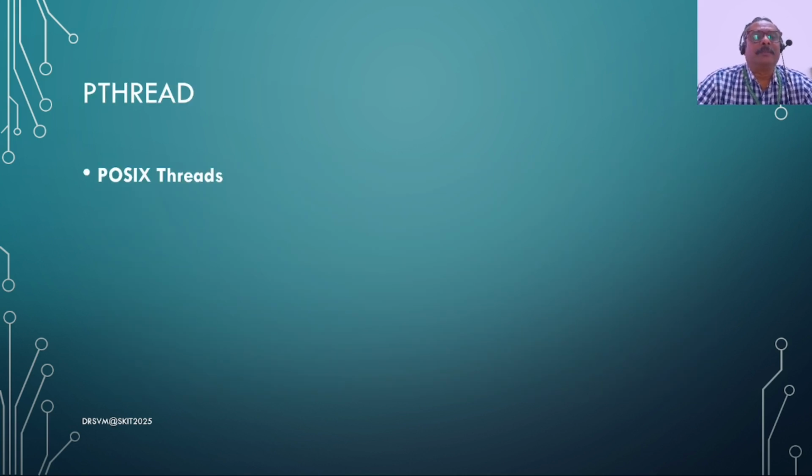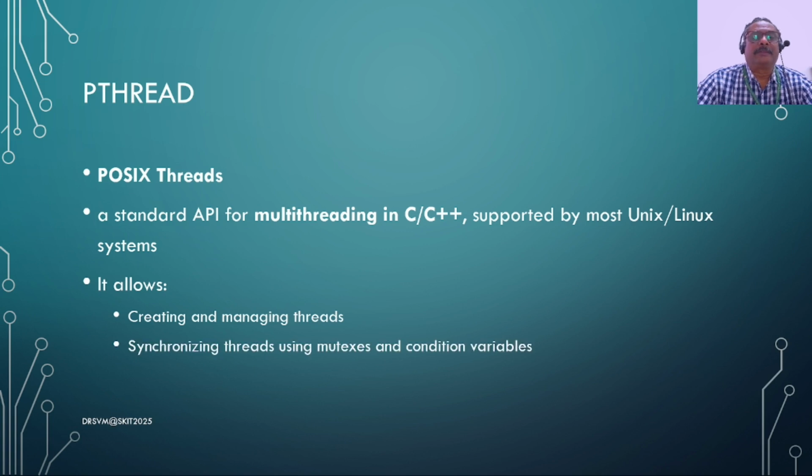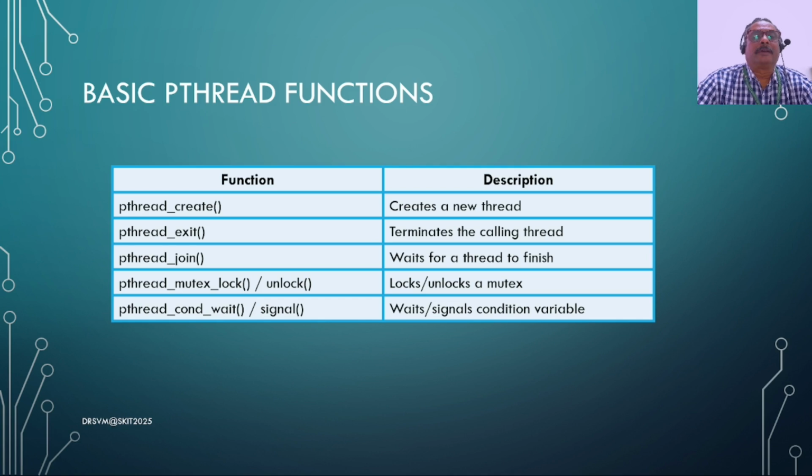Then we have something called pthread, which is the POSIX threads. It's a standard API for multi-threading in C or C++, which is supported by most Unix and Linux systems. So this allows creating and managing the threads, and allows synchronizing threads using mutex and condition variables. The various pthread functions are pthread_create, pthread_exit, pthread_join, pthread_mutex_lock, pthread_mutex_unlock, and condition wait and signal.